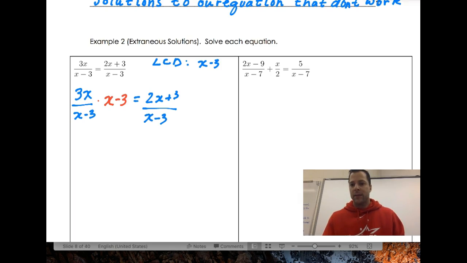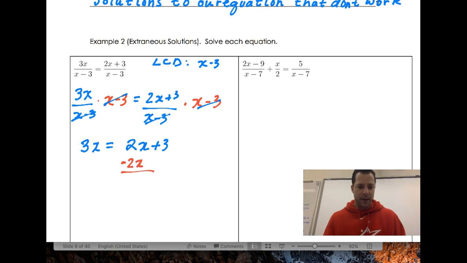times the LCM, which is x minus 3. So we're going to get rid of these fractions, and that's why we multiply by the LCD. So the x minus 3's go to 1 here, and we're left with 3x equals 2x plus 3. If we subtract 2x from both sides, because we want to solve for x here, we get x equals 3.